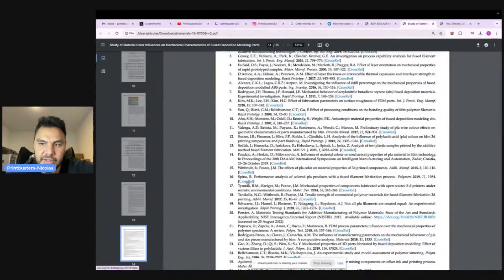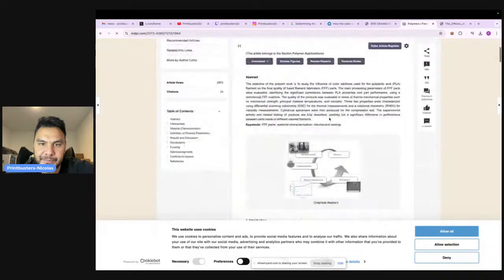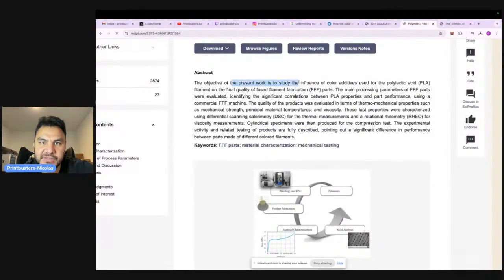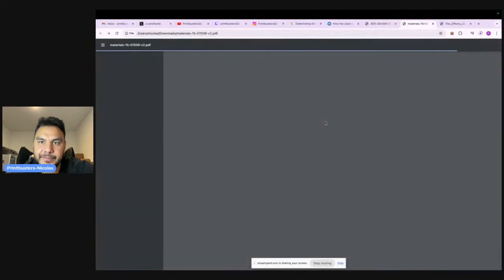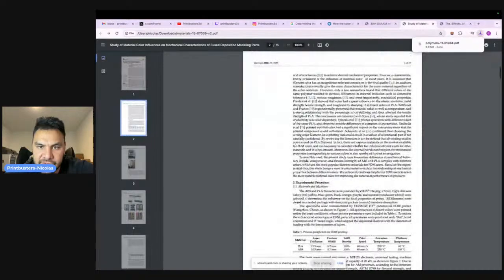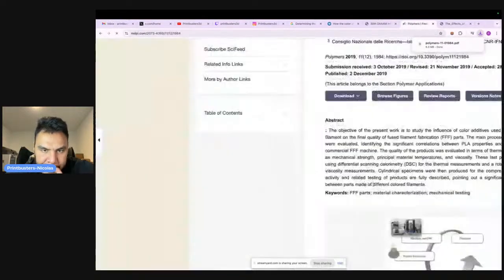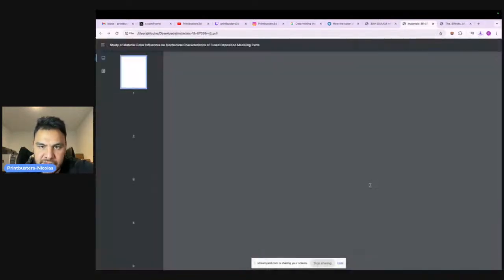Oh, there is some other paper here that is interesting. The objective is to study the influence of color additive used in PLA. Oh, that's another interesting one. Okay, so I want to know the material. Oh, sorry.